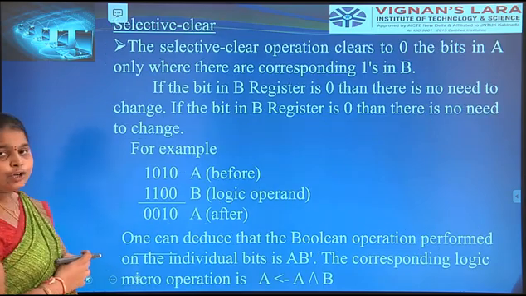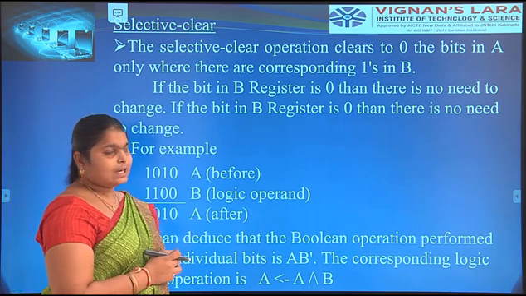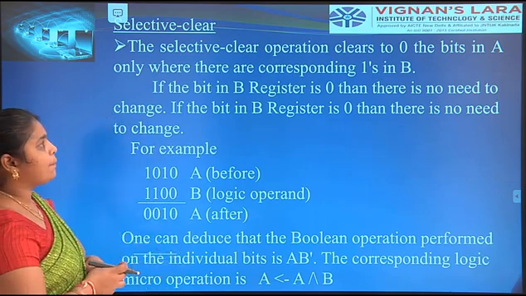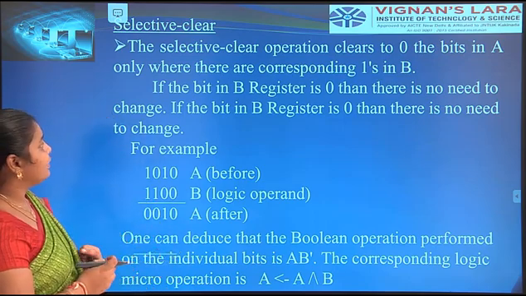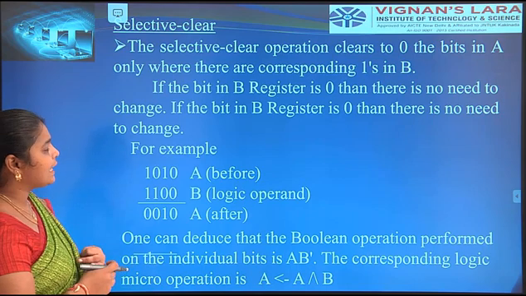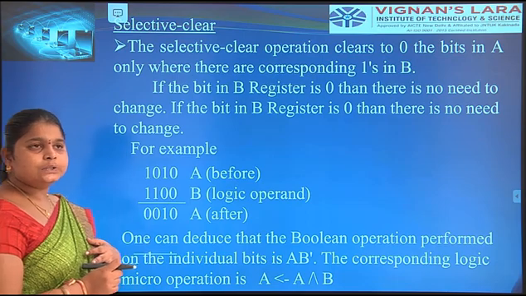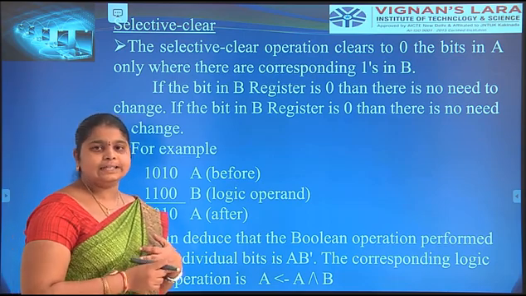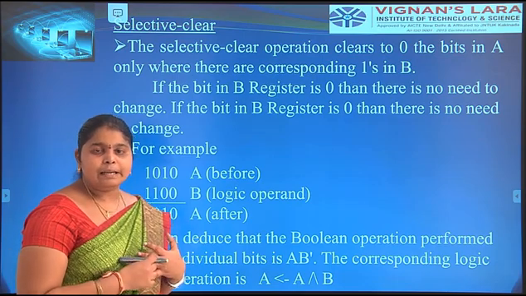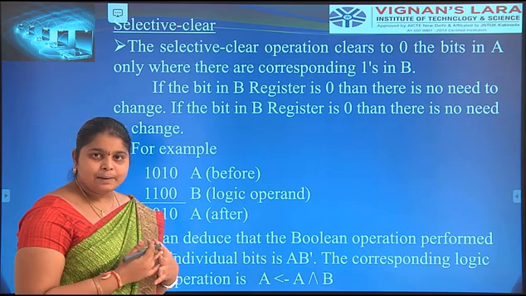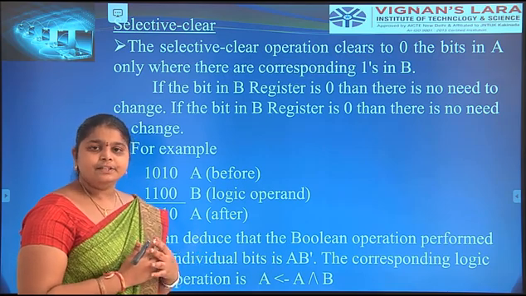Next, the third micro operation is selective clear. The selective clear operation clears to 0 the bits in A only where there are corresponding ones in B. Here also there is no change in the 0 bits in B. Only where the B bit is 1, A will be changed.